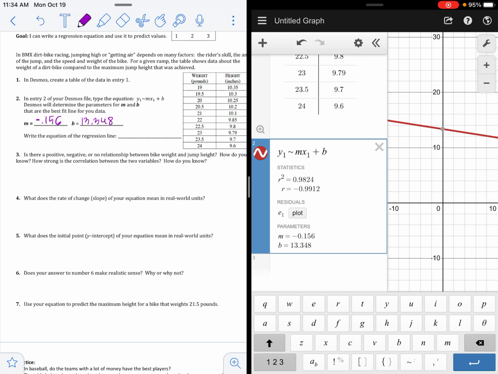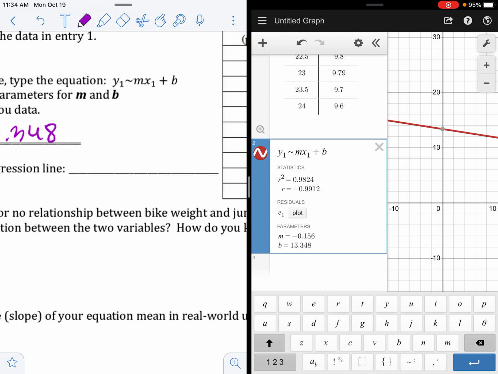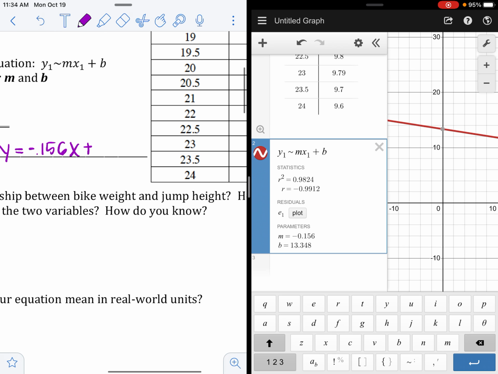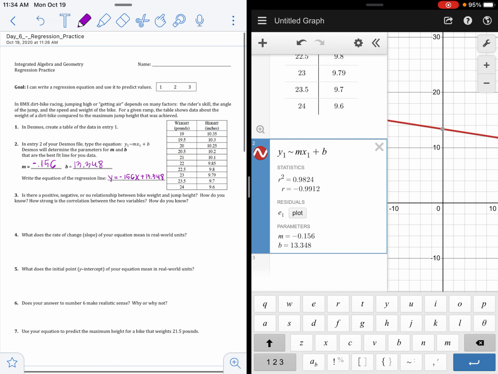Okay, so now it says write the equation of the regression line. So it's in the form y equals mx plus b. So I'm going to do y equals m, which was negative 0.156, x, and then plus b, which was 13.348. And that's my regression line.